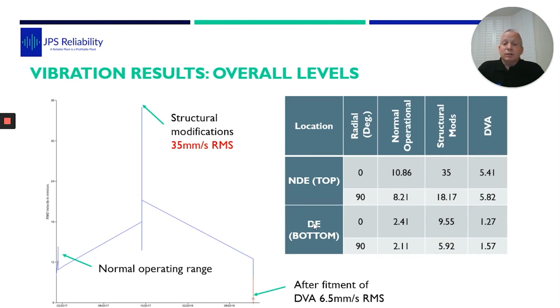It was, and it worked really well. So this is a trend of the normal range. Then we had the range when they stiffened up the steelwork, and now we have the range down here with the dynamic vibration absorbers fitted. These are the radio level readings at the top and the bottom. So we went from normal operation at the top, 10.8 to 8.2, went up to 35 and 18 with the steelwork changes, and down to 5.4 and 5.8. And at the driving bottom there, you can see the changes as well. So even in normal operation at the bottom, it's improved a lot.